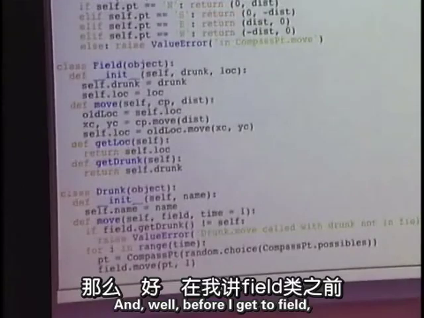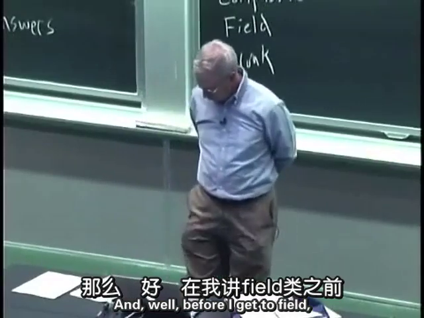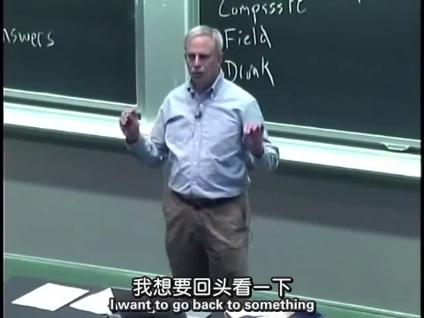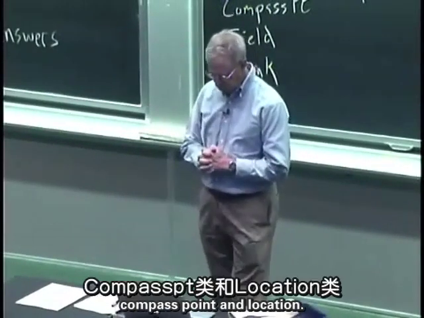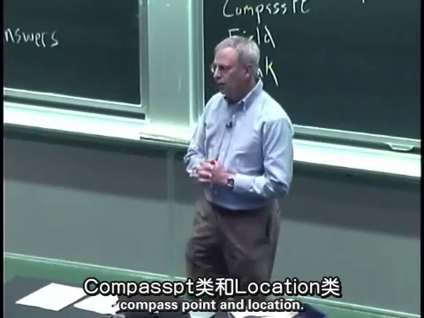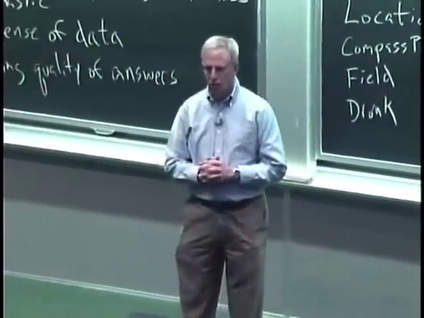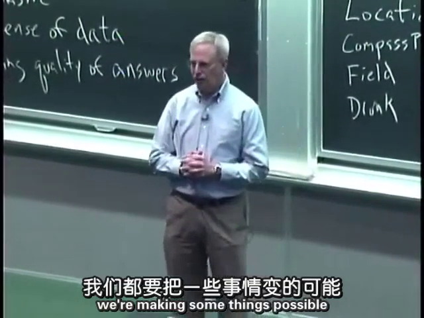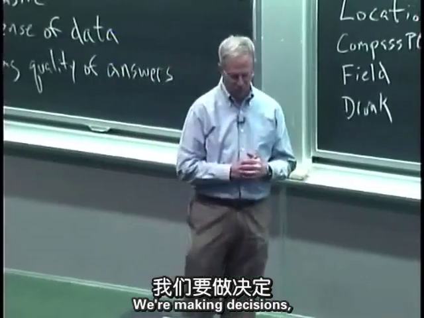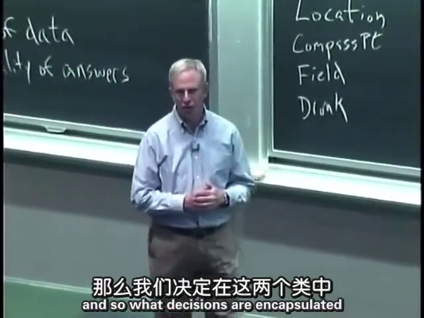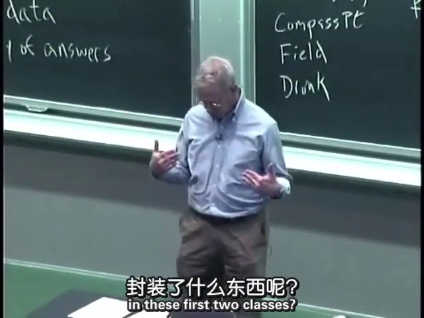And, well, before I get to field, I want to go back to something about the first two abstractions, compass point and location. Whenever we design one of these abstractions, we're making some things possible and some things impossible. We're making decisions. And so what decisions are encapsulated in these first two classes?